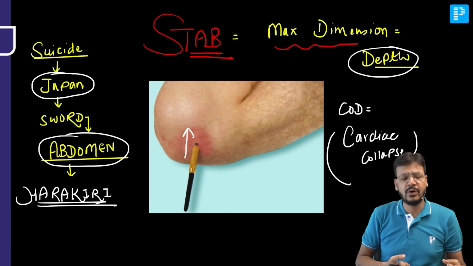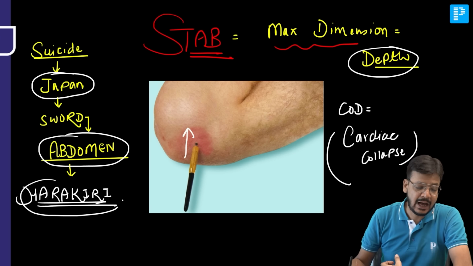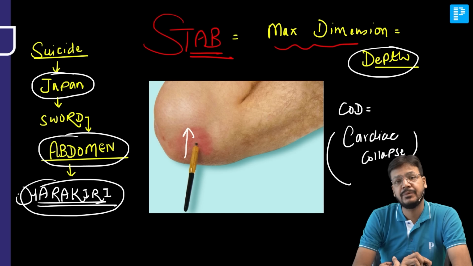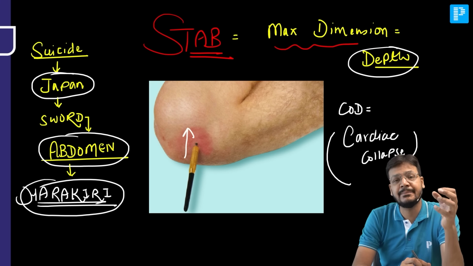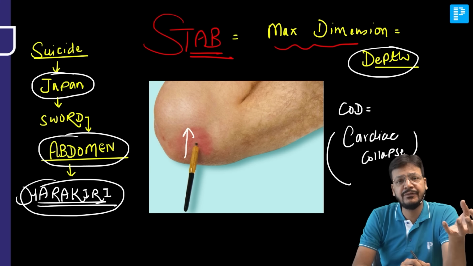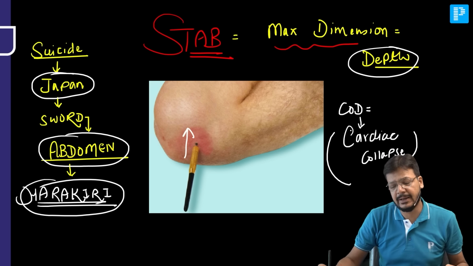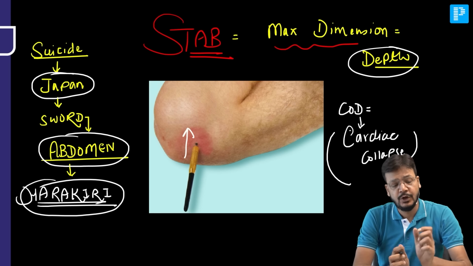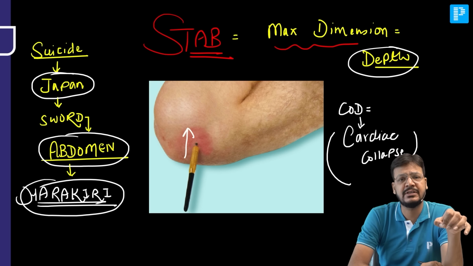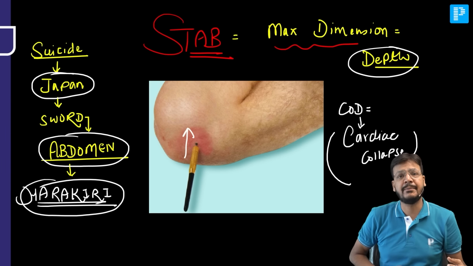There's hitting on the sword. That method is known as harakiri. So if you get a question, harakiri is a method in Japan where hitting of the sword on the abdomen will cause cardiac collapse. The cause of death is cardiac collapse. So this is a very, very important concept. In Japan, we have harakiri, a suicidal method, in which a sword is hit on the abdomen.